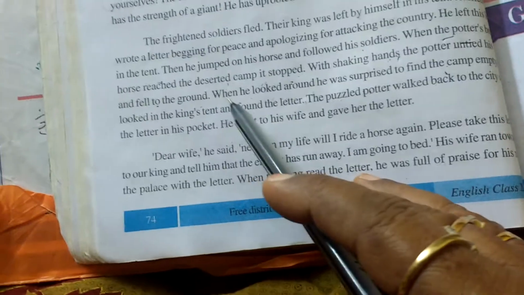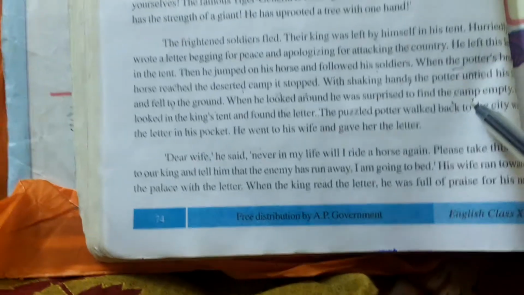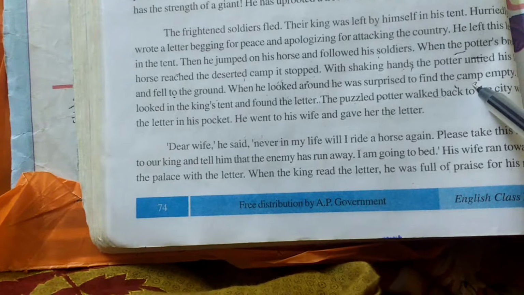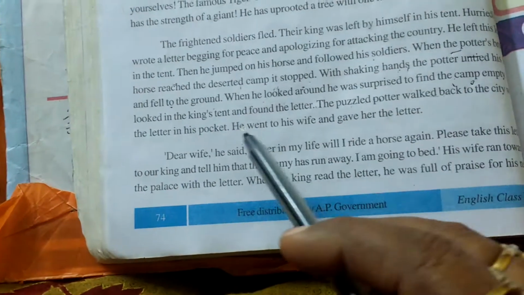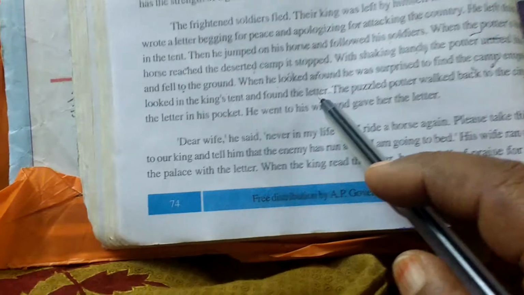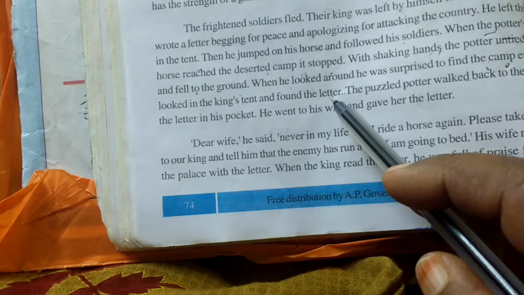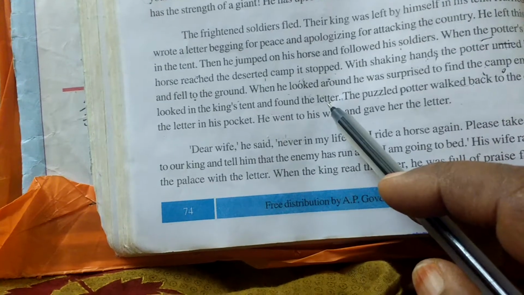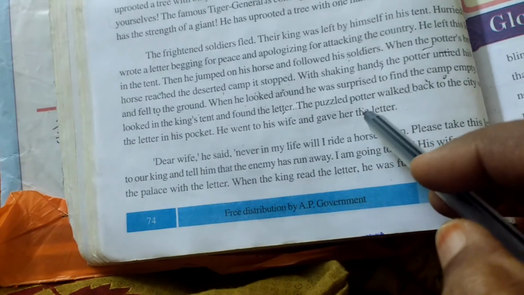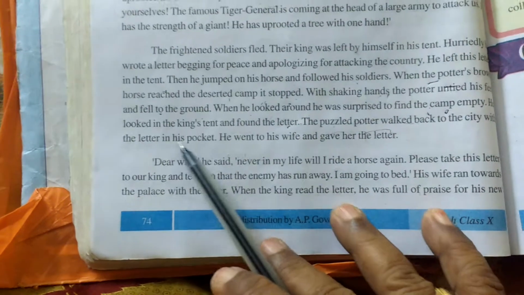When he looked around, he was surprised to find the camp empty. So he looked around and observed the camp was empty. Nobody is there. So he looked into the king's tent and found a letter there, which was written by the opposite enemy country king. Next, the puzzled porter walked back to the city with the letter in his pocket.